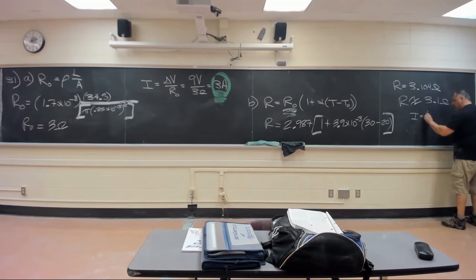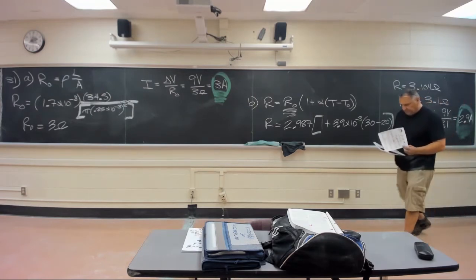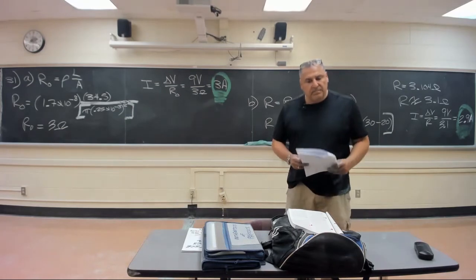I equals delta V over R equals 9 volts over 3. What did I say here? Did I write a 3.1? 3.104 or 3.1 here. I got 2.9. There is a difference. There's more resistance, so there's less flow of electricity. And that's how that plays out.